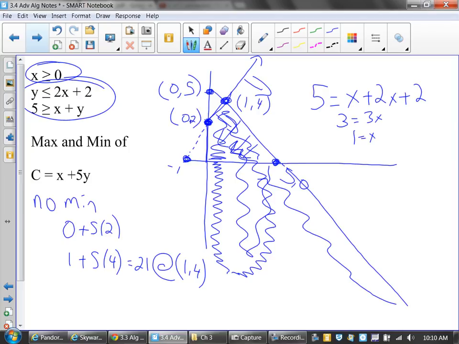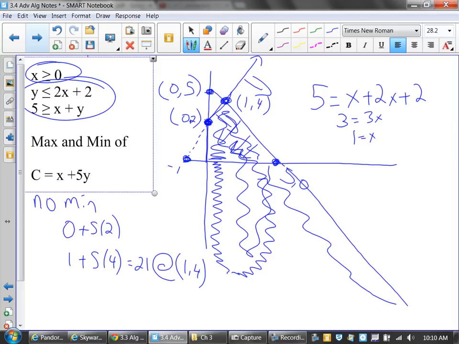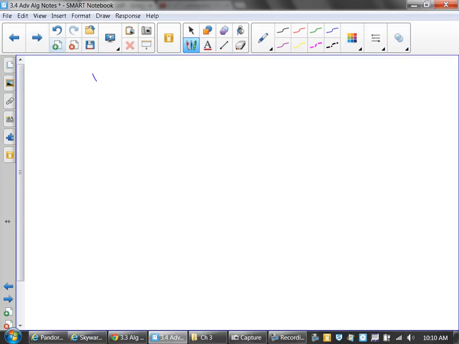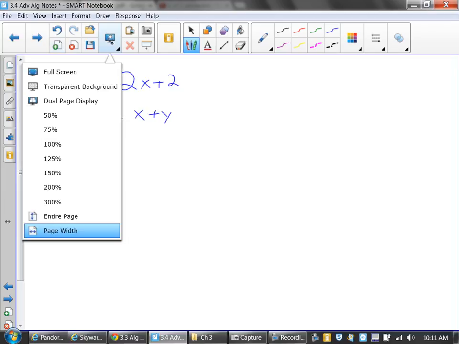Are your heads spinning? Yes. Can you go through finding 1, 4? How I found 1, 4 is I found the intersection of these two equations. I took those two equations, y equals 2x plus 2, and the other one was 5 equals x plus y.